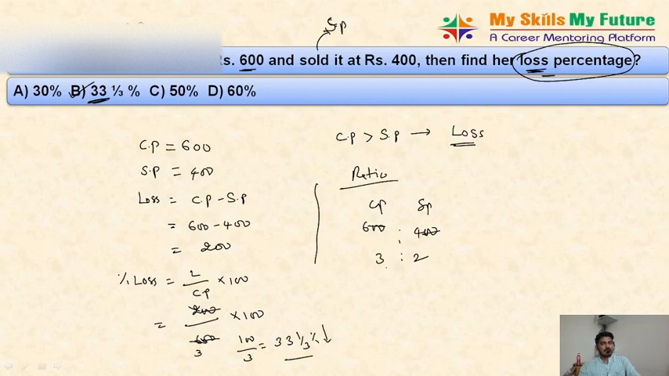Initially, the cost price was 3 parts, but he sold that one only for 2 parts. So in this, he got a loss of one part out of 3 parts. So this 1/3 is nothing but 33 1/3.